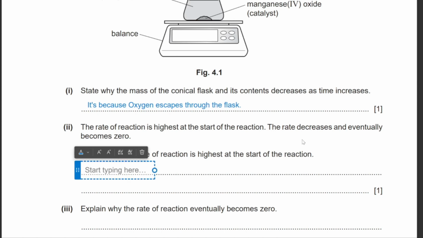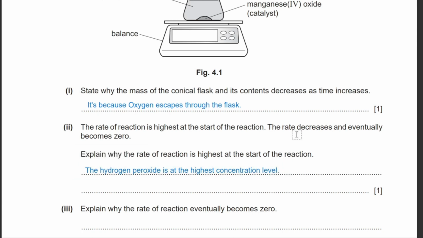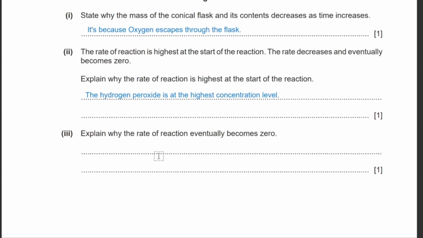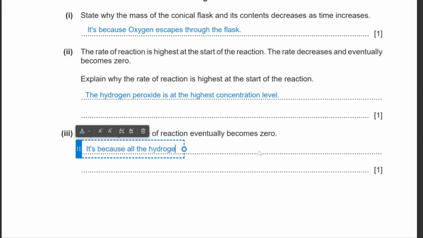That's because the hydrogen peroxide is at the highest concentration level. Now the explanation to part 2 would be it's because the rate of reaction is proportional to the concentration of reactants, which is the greatest at the beginning of the reaction. Part 3. Explain why the rate of reaction eventually becomes 0. Now the answer to that would be it's because all the hydrogen peroxide has been used up.